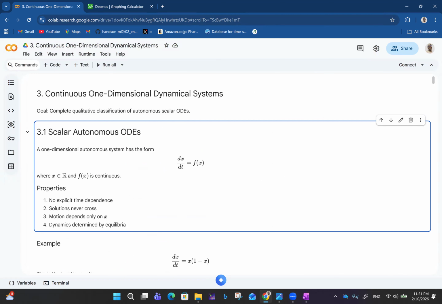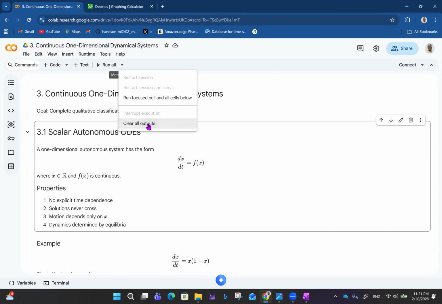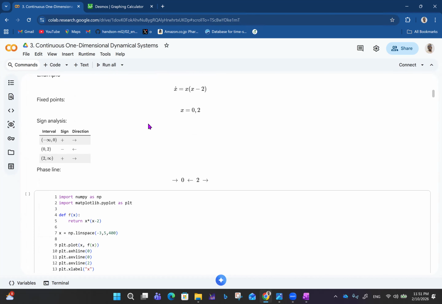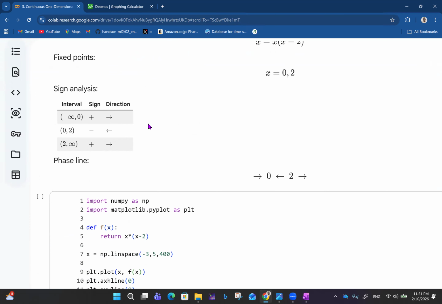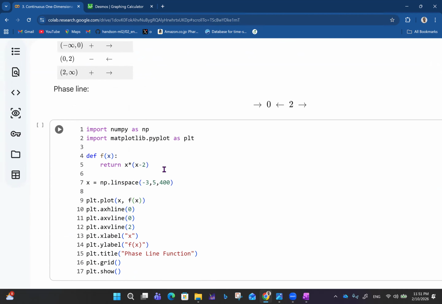Because that can help you to have some kind of understanding about the nature of equilibria, as we see in this case. So to deal with that, we just want to do a simple plot. You want to return the function x into x minus 2. Oh, okay, yeah, that's what we got on Desmos, right? So we're doing the same thing here.